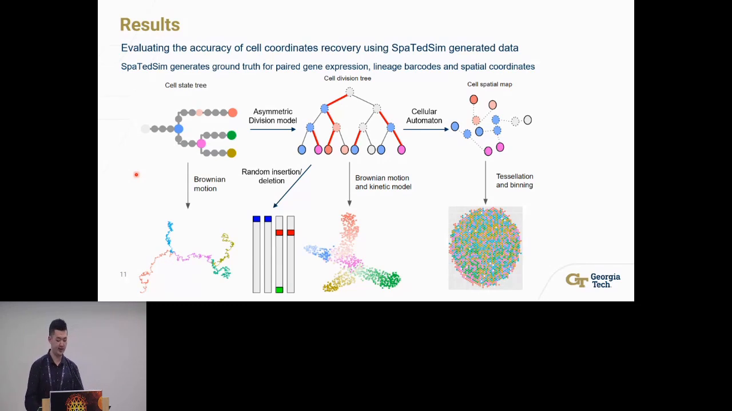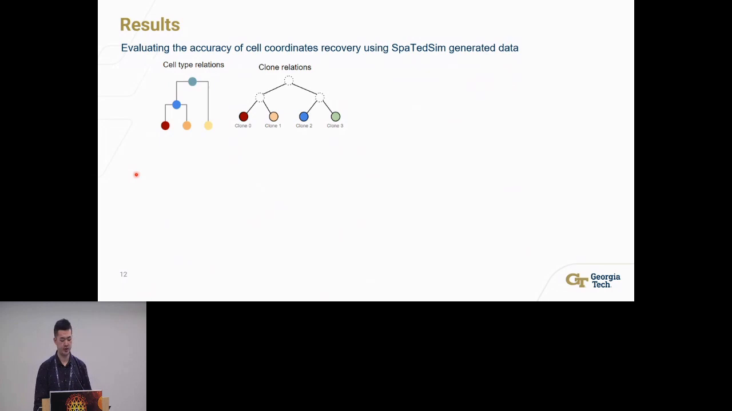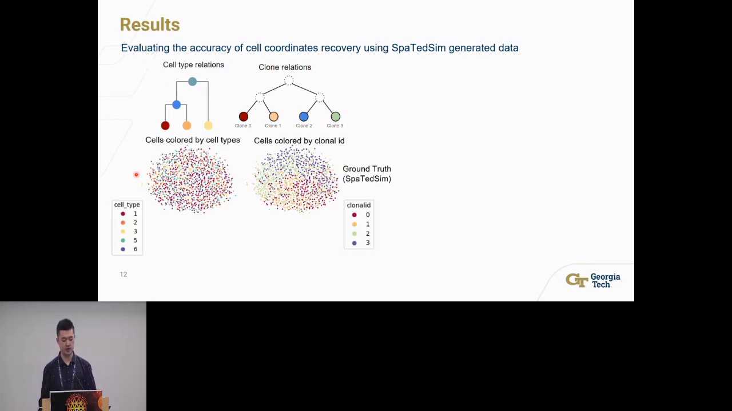In order to validate TemSOMap, we are going to treat the tessellated spot level data as a reference ST data, and the paired single cell RNA-seq data and lineage barcode as the query data. So with the simulation of spot testing, we are able to label cells based on two categories. One is the cell type relations, another is the clonal relations by cutting the cell division tree at the early depth. With the ground truth, we are able to visualize how these cells are distributed in space, both in terms of cell types and clonal IDs.